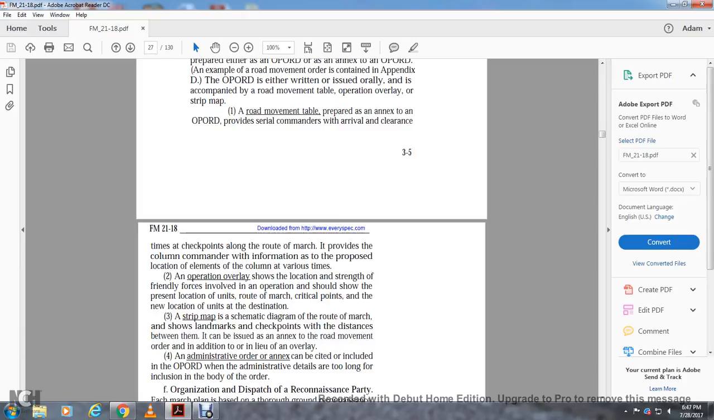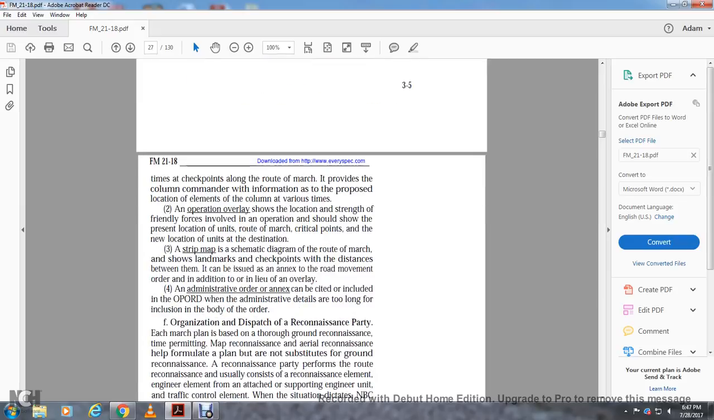Along with the route of march, it provides the column commander with information, and also proposes the location of the elements of the column at various times. An operation overlay should show the location and strength of the friendly forces involved in the operation: the present location of the unit, the route of march, critical points, and the destination. A strip map is a schematic diagram of the route of march. It should show landmarks, checkpoints, and the distances between them, and can be issued as an annex to the road movement order in addition to the operation overlay.